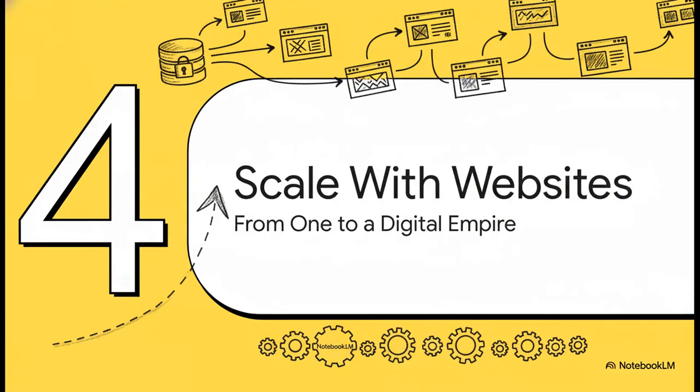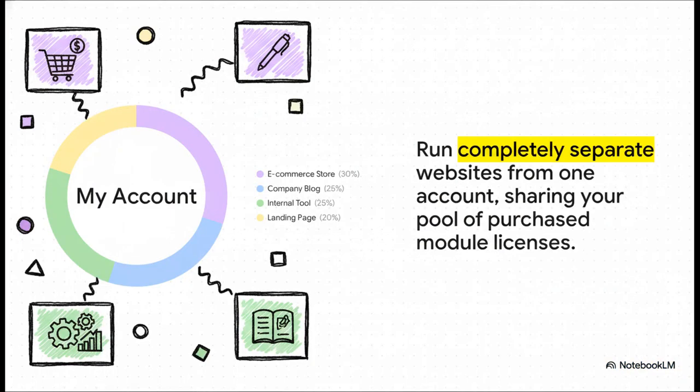And this whole buy once, use anywhere idea is what unlocks the next big concept here, which is scaling your operation from just one site to a whole digital empire. This is where it gets really, really powerful. From one single account, you can run completely separate websites. So you could have your main e-commerce store, right? And then over here, your company blog. And maybe even an internal tool, like a CRM just for your sales team. They're all separate, but they all run from one account, sharing that same pool of modules you already bought.